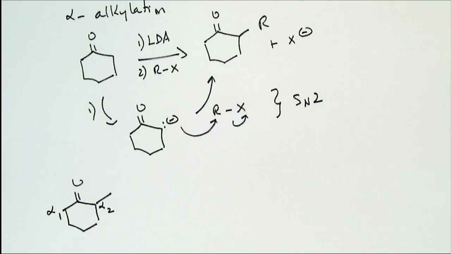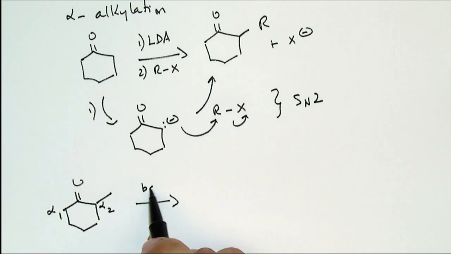Now, we just went over the fact that if I'm doing an alpha halogenation, you will normally, in a situation like this, add the halogen at the more substituted alpha position, which would be at alpha 2. But of course, what happens here is I can think of this happening 2 ways.